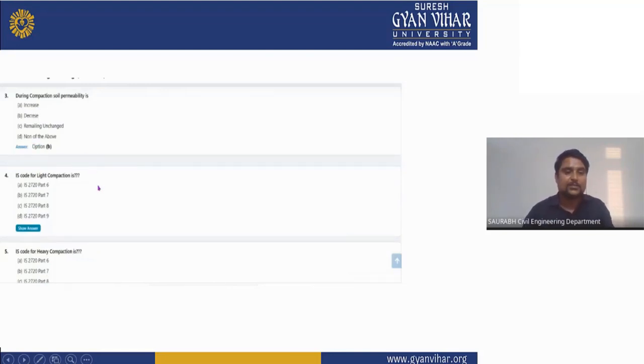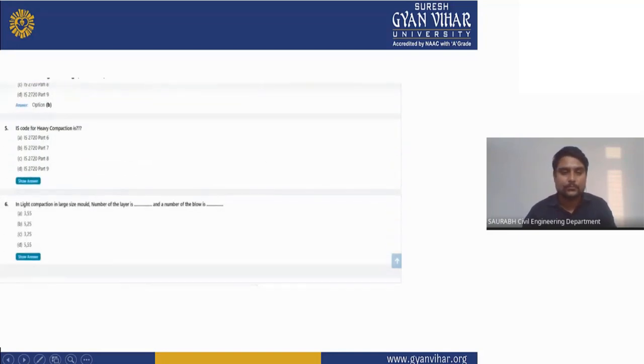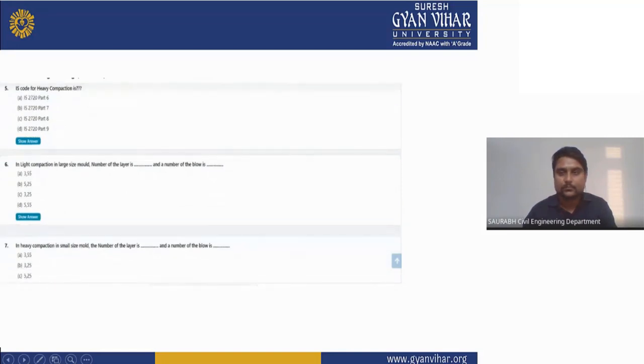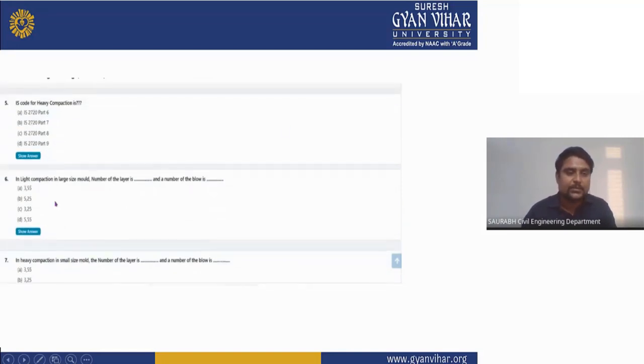Now come to the next question. IS code for light compaction. Here IS 2720 part 6 is given, IS 2720 part 7 is given, IS 2720 part 8 is given, IS 2720 part 9 is given. Here the right answer will be IS 2720 part 7. That will be your right answer.